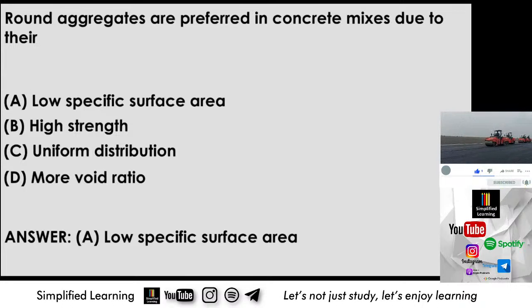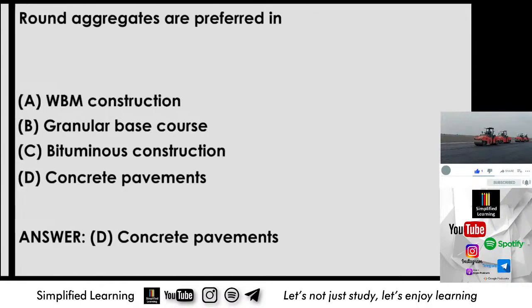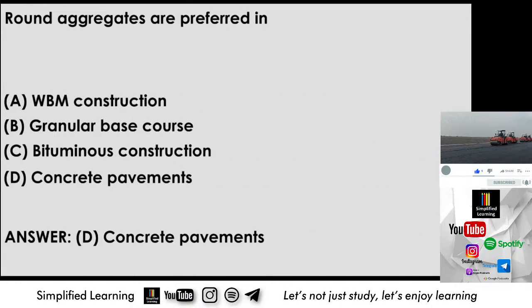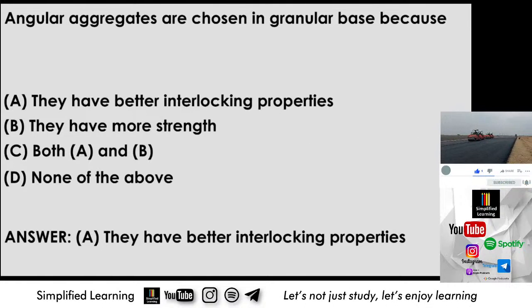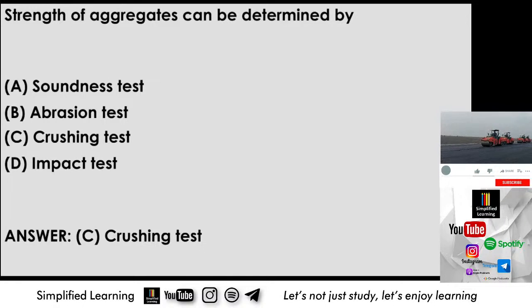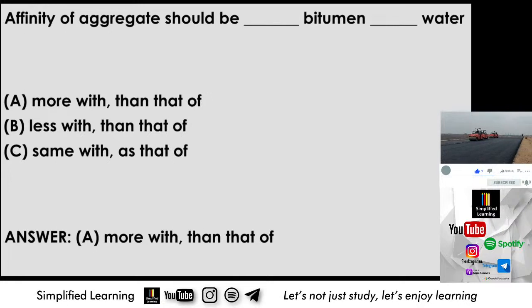Round aggregates are preferred in concrete mixes due to their low specific surface area. Flaky or elongated aggregates have more voids, they have less strength, and they are less durable. Round aggregates are preferred in concrete pavements. Angular aggregates are chosen in granular base because they have better interlocking properties. Strength of aggregate can be determined by crushing test. Affinity of aggregate should be more with bitumen than with water.